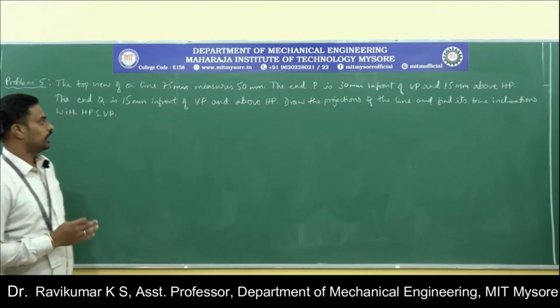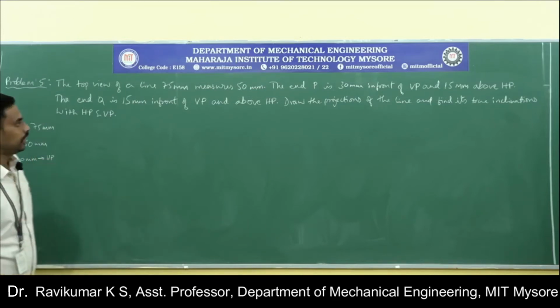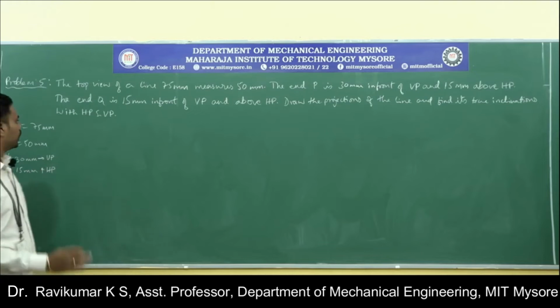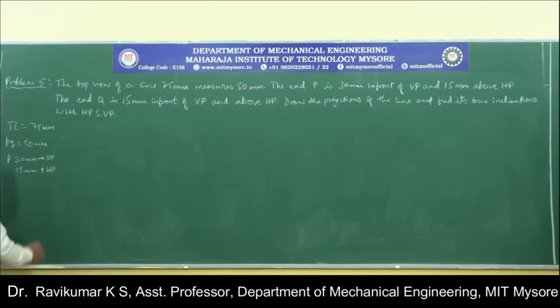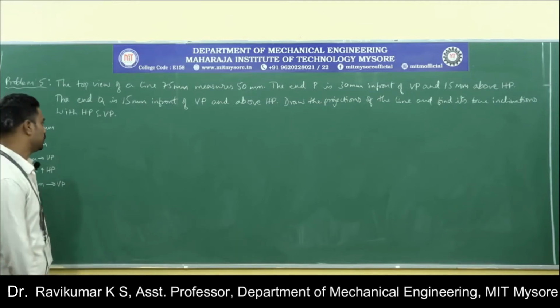The end P is 30 mm in front of VP, then 15 mm above HP. The end Q is 15 mm in front of VP, and the information above HP is not given. So count the data: 1, 2, 3, 4, 5. Five data are there, so I must solve this problem using these five data.